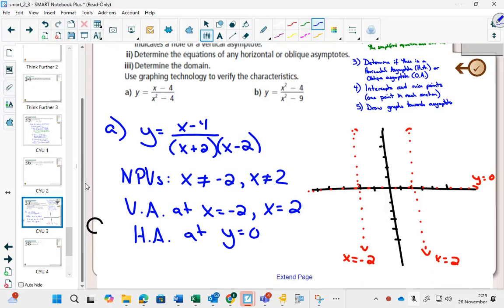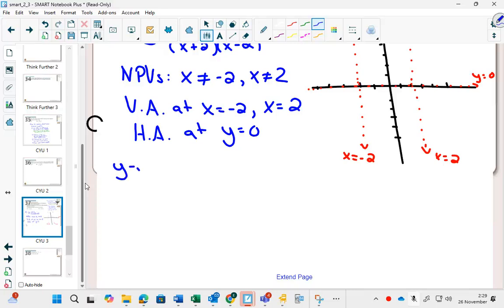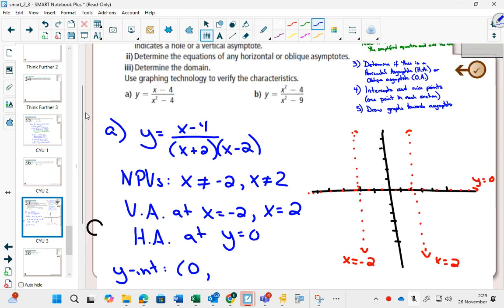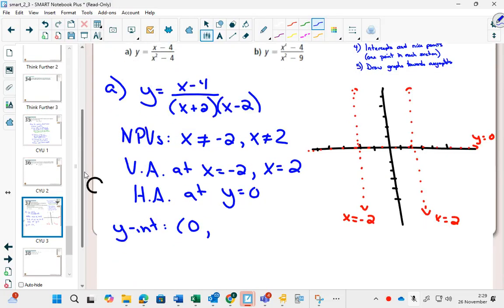Next, find some nice points. We're always going to find intercepts. The y-intercept is the easiest. I like to go to the original pre-factored one and plug in 0 for x. We get negative 4 over negative 4. That's 0, 1. I have a point.